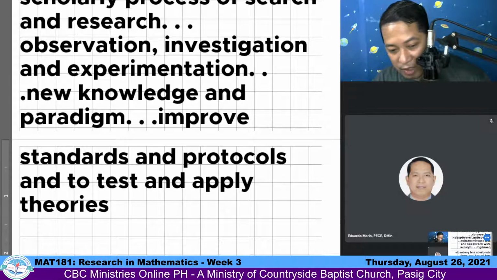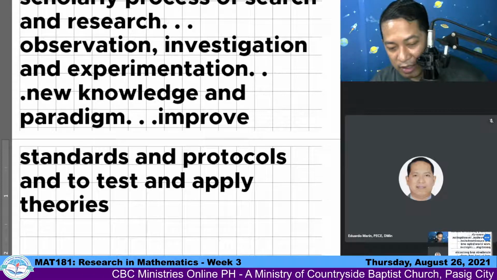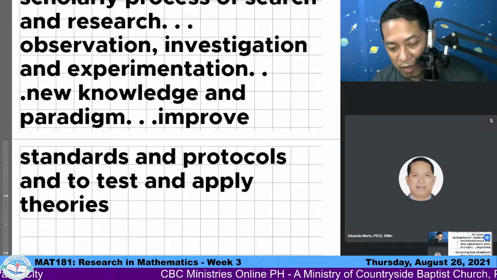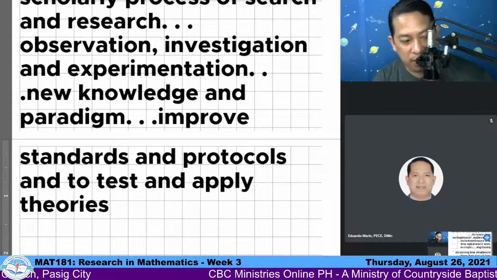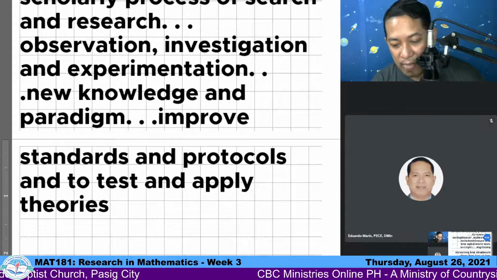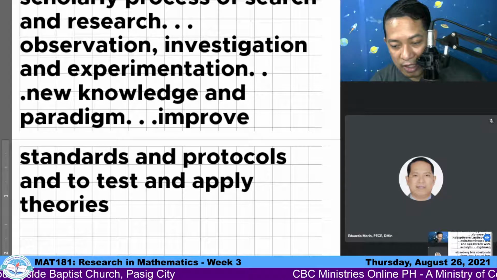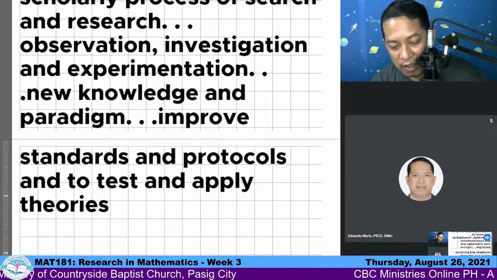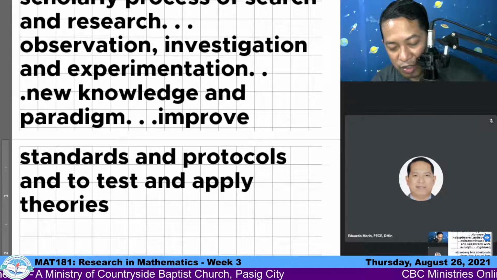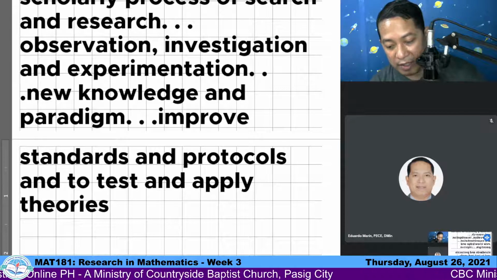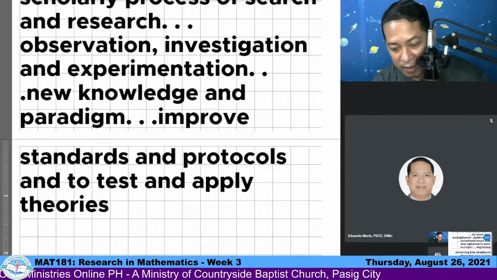Salamat po sa pagpunta dito, where we are actually lecturing about the fundamentals of research. We're now on its definition. This is an undergraduate course for education, major in mathematics. So welcome, and thank you for dropping by.